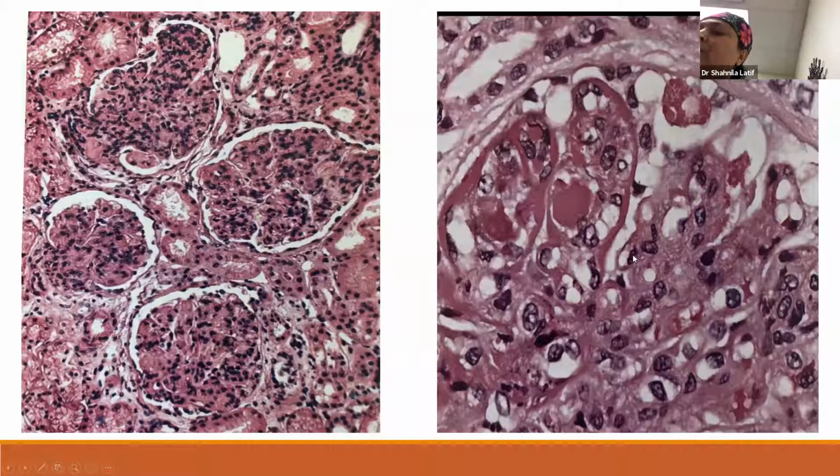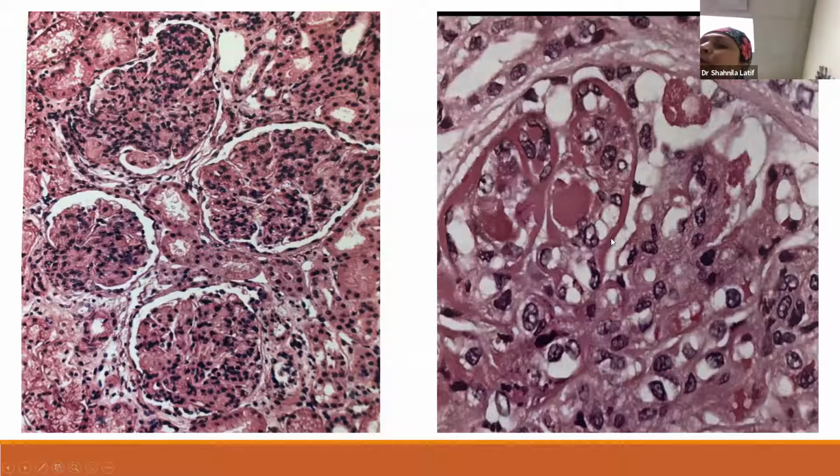When you have big, huge deposits in that location, then you start seeing wire loop-like lesions. Most of the time these lesions are in class 4, but occasionally you can see 1 or 2 glomeruli with these lesions in class 3 also. So yeah, this is class 4 of lupus.